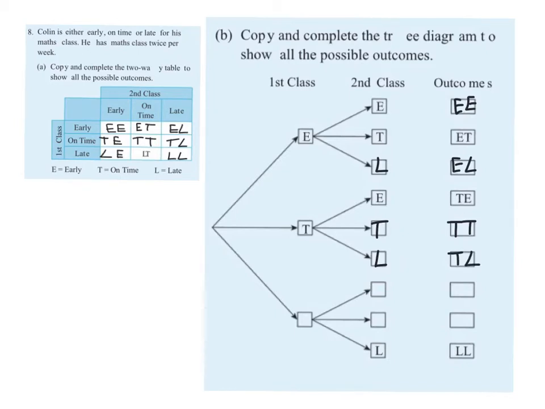And then the final branch for our tree is going to be late. And they've really kind of left you in the lurch with this one, so you really have to work hard to figure this out. So we have late and early as our first one. Then we have late, and our next one is on time. And they've already filled in late and late for us. So filling those in here, we have late early, late on time, and late late. And that's our tree diagram done.